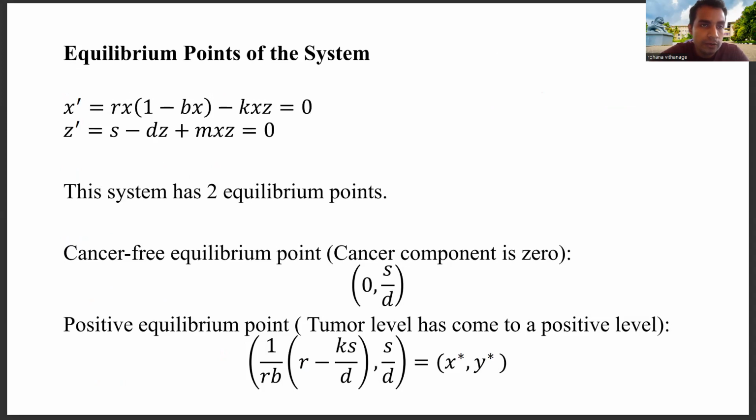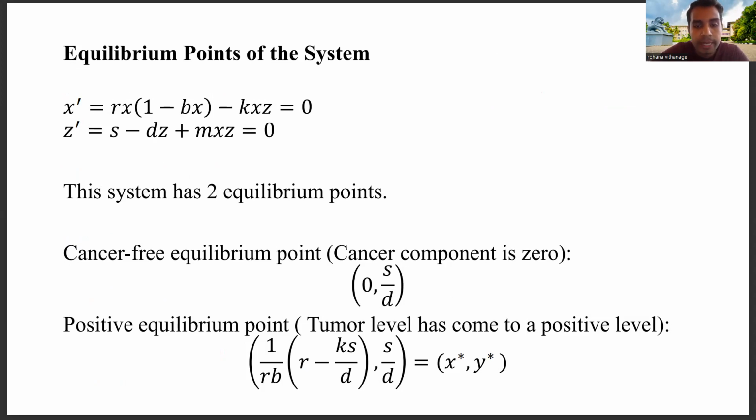Now, first we are going to find the equilibrium points of the system. For that, we set X prime and Z prime equal to 0. So you can clearly see that it contains two equilibrium points. One equilibrium point is where the cancer component is 0. So it is a cancer-free equilibrium point. It means in that case, there is no cancer in the human body. And on the other hand, the positive equilibrium point means that in that case, the cancer component has some fixed value.